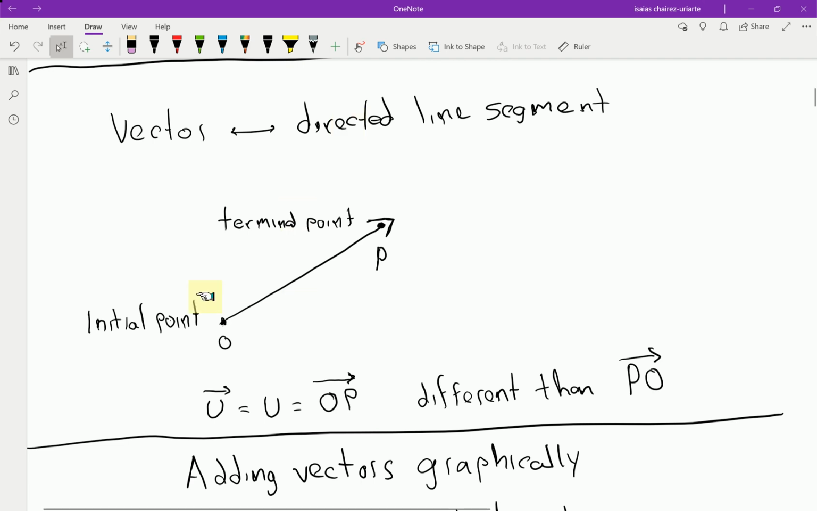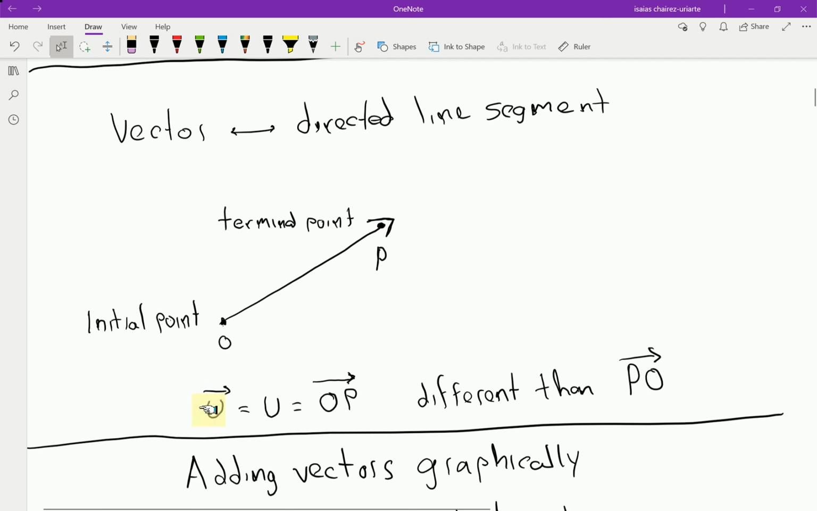Okay, so you have 2 points. You have the point O and you have the point P. And there's a line between these 2 points. And there's a direction from O to P. I'm going to call O the initial point. I'm going to call P the terminal point. And right now the direction starts at O and it goes to P. That is my vector.